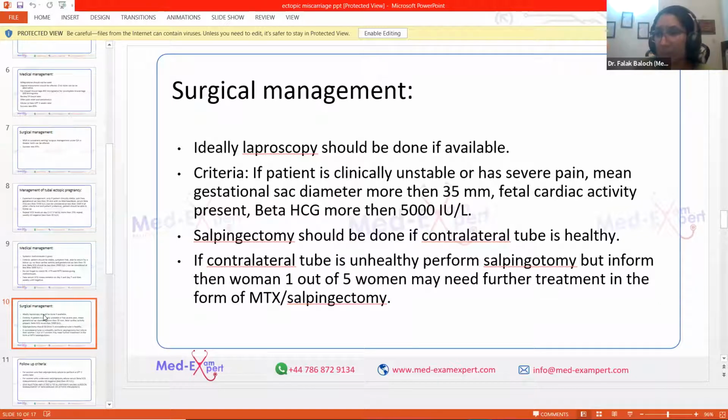Salpingectomy is basically cutting the tube and removing part of it, and salpingotomy is making a small cut and removing the pregnancy, not removing the tube. So whenever the contralateral tube is healthy, salpingectomy is ideal. But if the contralateral tube is unhealthy, we go for a salpingotomy. The reason is we want to conserve the patient's tubes, but we must tell the patient that 1 out of 5 women may need further treatment in the form of methotrexate or salpingectomy. So this is basically the surgical management.